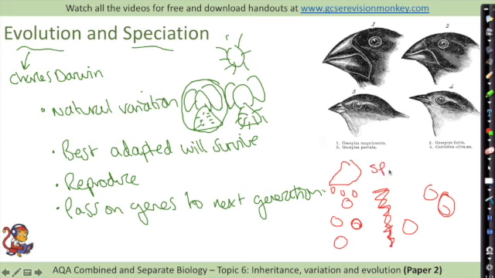And a species are organisms that can reproduce to produce fertile young. Okay, so if they make babies and those babies themselves aren't fertile, then we can't say that they are the same species. So to be a species, you have to reproduce and produce fertile young. This isolation brings about speciation.